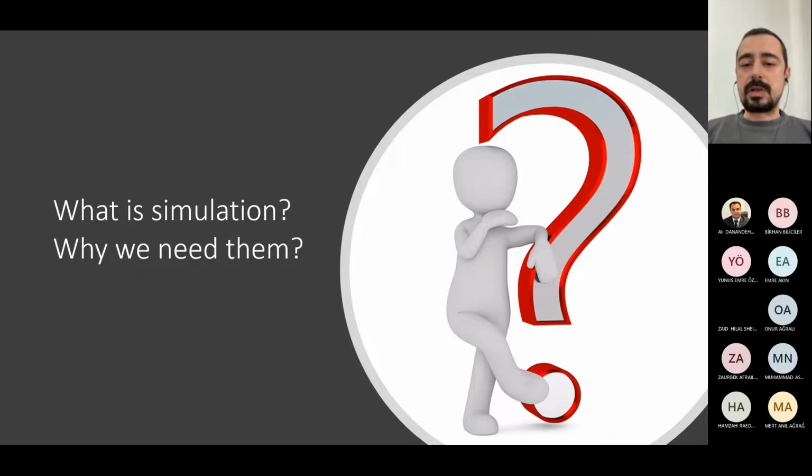So what is simulation? Why do we need it? Why are we doing this? Because in real life, these basins are really large, like 7,000 to 10,000 square kilometer areas we are talking about. So we have plenty of different data. Data also changes according to location, as well as according to time.